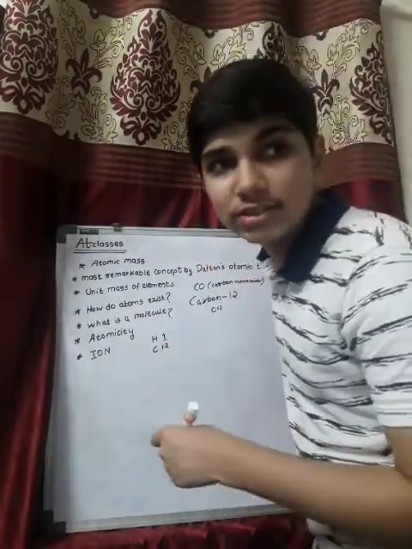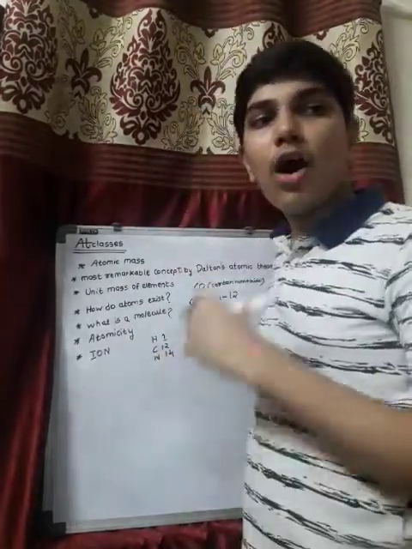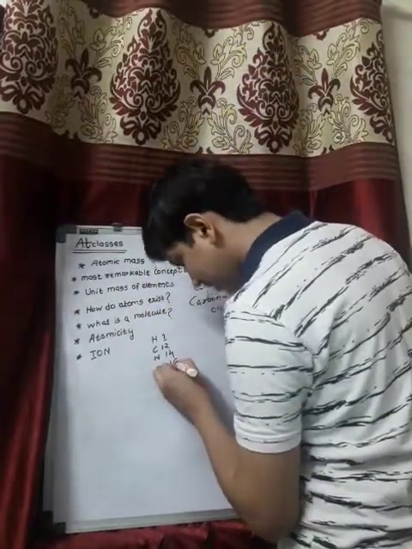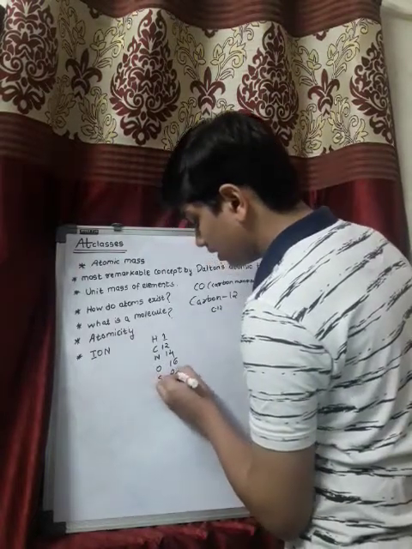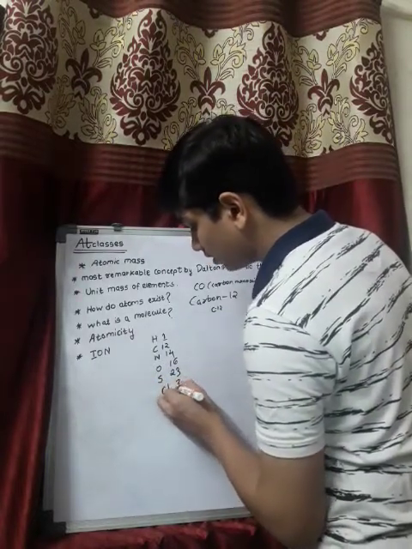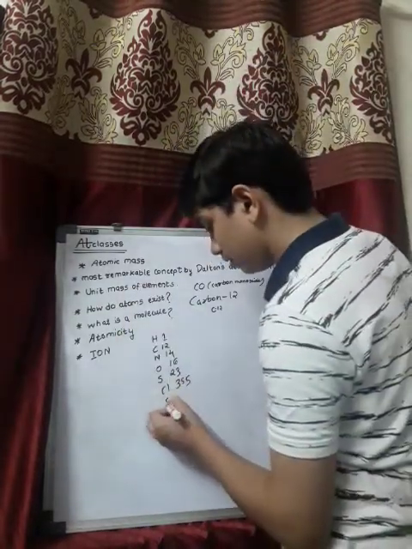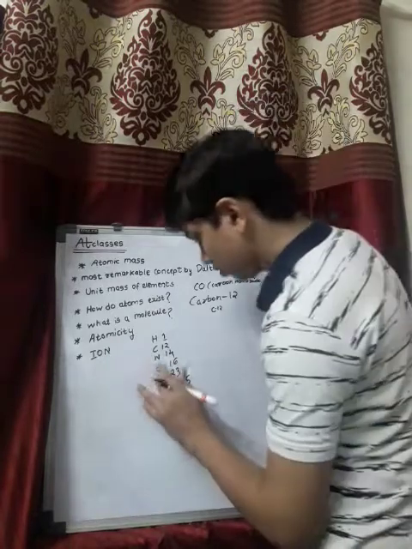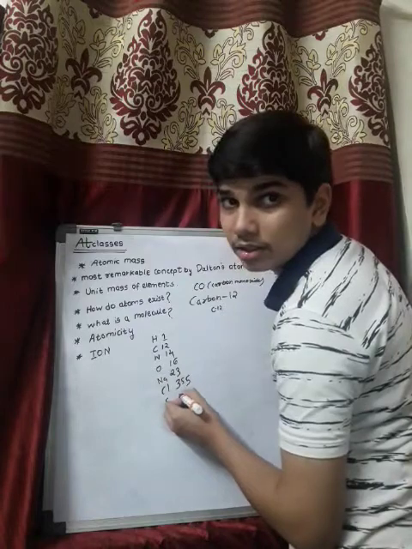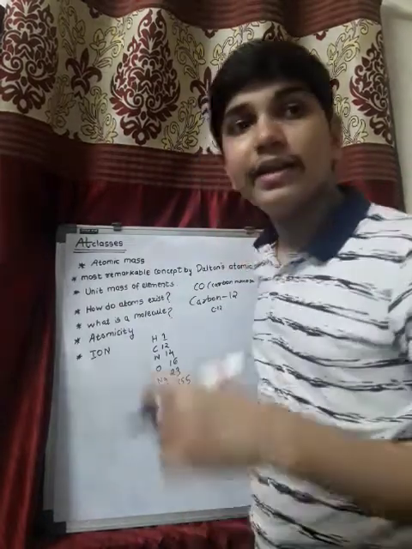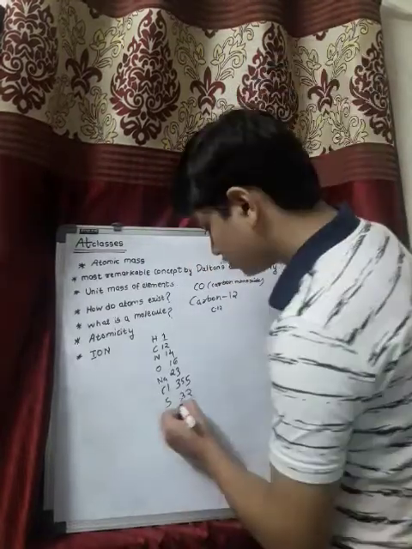So nitrogen's atomic mass is 14. Now oxygen's atomic mass is 16. Sodium, Na, is 23. Chlorine's atomic mass is 35.5. Sulfur is 32. Then magnesium, Mg, is 24.